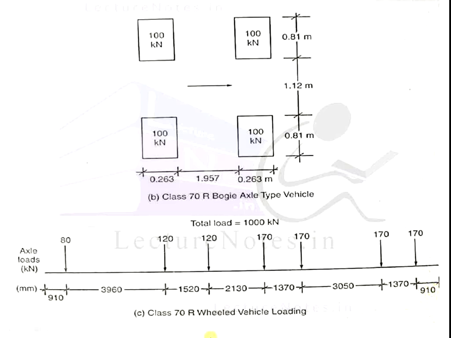This is the image of the class 70R wheeled vehicle loading. The total axle load is 1000 kN.